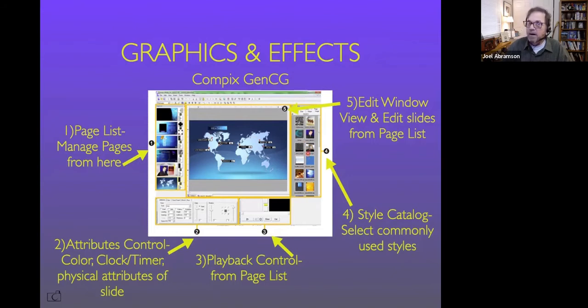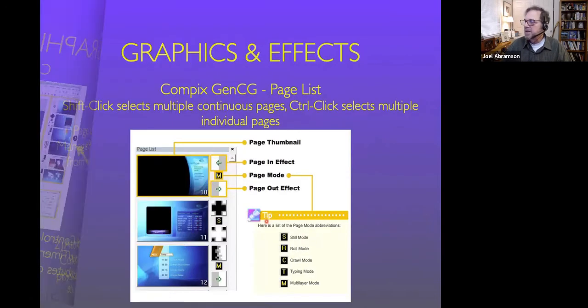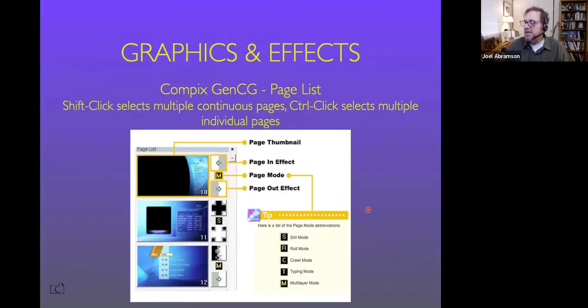Since our graphics are not static, some of them crawl, some of them roll, some of them might wipe in or dissolve out or something like that. That's where this attributes control happens. And then of course here's how we play them back on the screen. I'll go through each one of these individually here. Here's the page list. This is where we have the thumbnails.